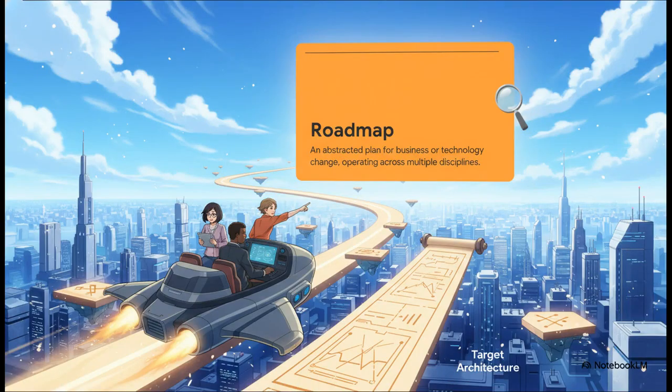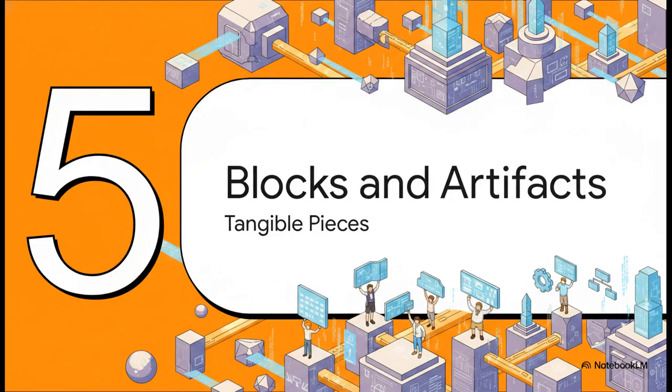But how do we actually navigate those stepping stones? Well, with a roadmap. A roadmap is an abstracted plan for business or technology change. It operates across multiple disciplines and usually spans multiple years. It's our long-term navigation chart, ensuring we actually reach that target architecture safely and efficiently. Which brings us to our final chapter, Part 5, Building Blocks and Artifacts.